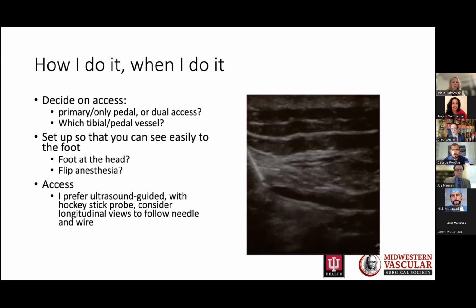And then probably most important in accessing a tibial is thinking about how to actually get in and get a wire in. So I prefer ultrasound guidance, and that's what I do, I would say 100% of the time. But for a small tibial vessel, the hockey stick probe can be very useful because you get better resolution. And many times, having a longitudinal view to follow the needle and the wire into the vessel is more useful than in your transfemoral access.